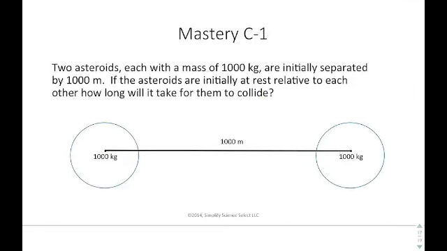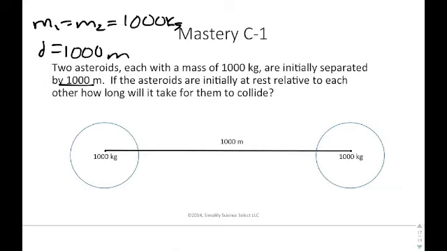Now it says two asteroids, each with a mass of 1,000 kilograms, are initially separated by 1,000 meters. If the asteroids are initially at rest relative to each other, how long will it take for them to collide? Now, we're going to do a very, very basic calculation here. The actual answer is much more complicated, which we'll talk about in a little bit. But for now, we're going to say that we have mass 1 equals mass 2 equals 1,000. Both masses are 1,000. In addition, we know that the distance is 1,000 meters.